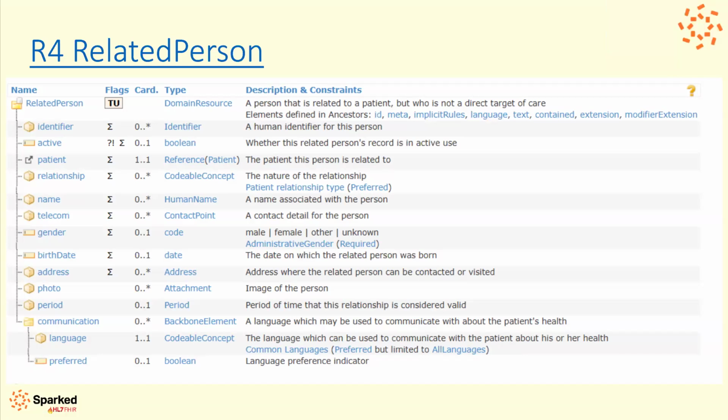I brought up the R4 definition. To a patient, yes. Yeah. But not to the actual related person's patient record. Yeah, if there is one. There may not be one. I thought that was from the patient resource. No, if I'm the patient, if you have one, that's patient.link or whatever.